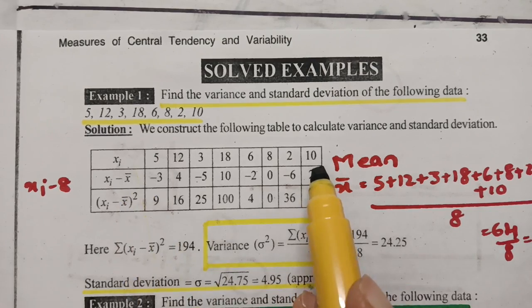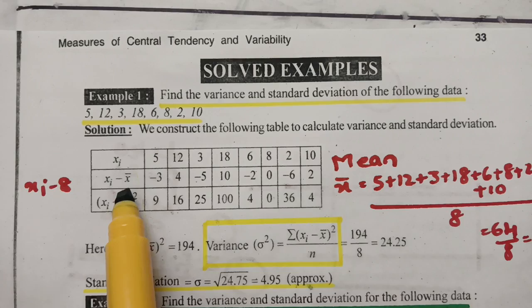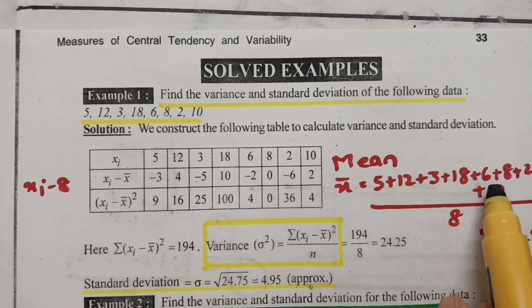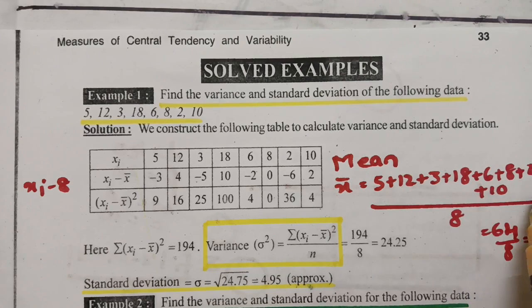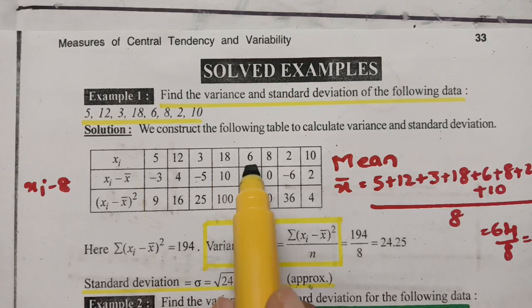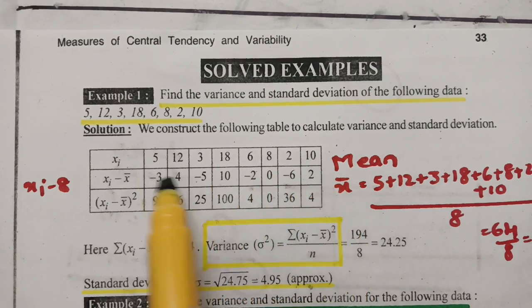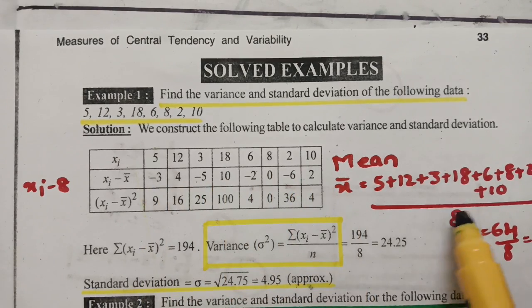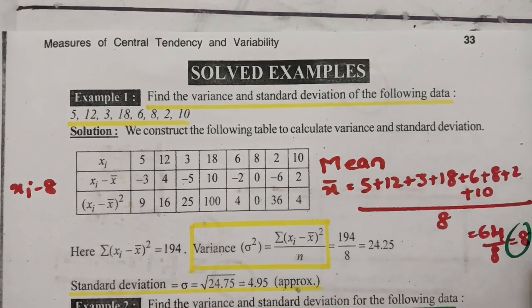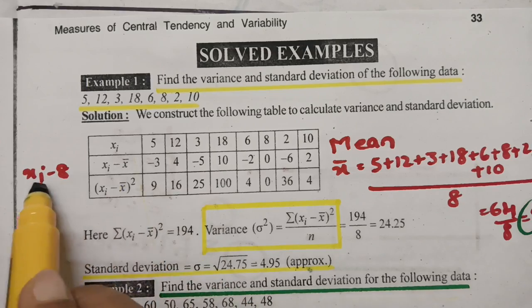x is the values from the question here and x bar is nothing but the mean of all these values, that is 5 plus 12 plus 3 plus 18 plus 6 plus 8 plus 2 plus 10 divided by the number of observations here: 1, 2, 3, 4, 5, 6, 7, 8. These are 4 and these are 4, total 8 here. The value here is 64 by 8, which is 8. Now we got the mean value as 8.